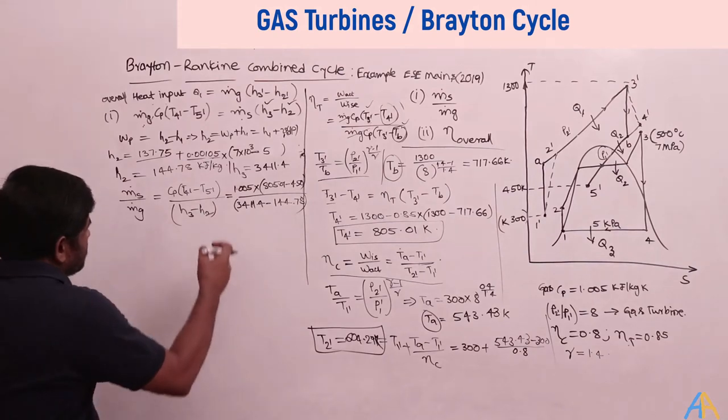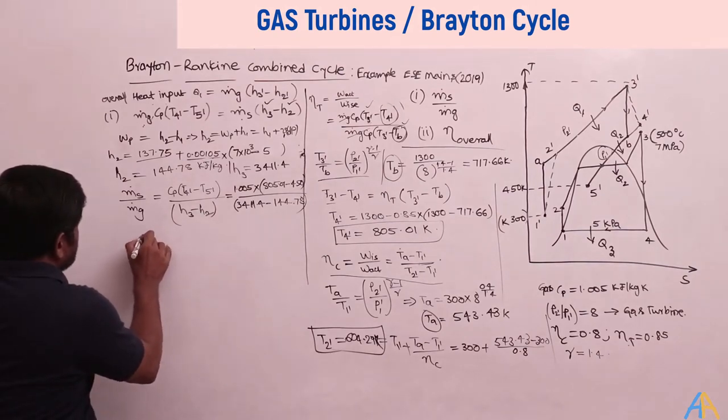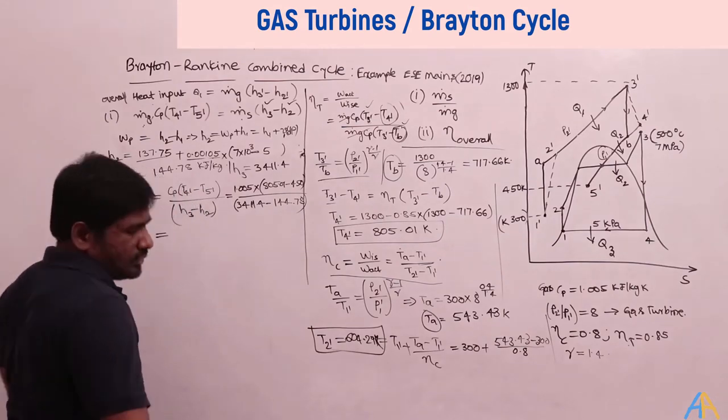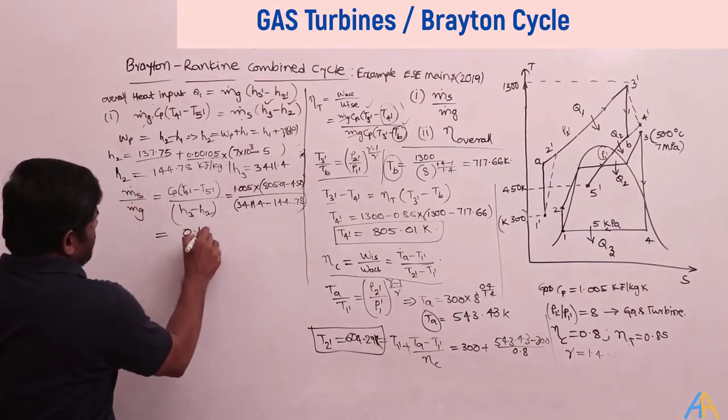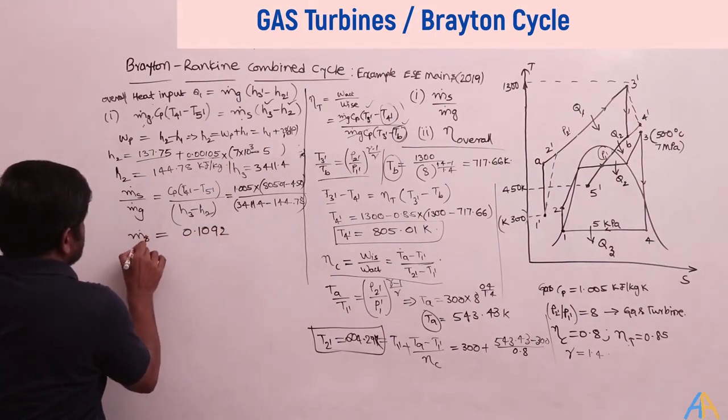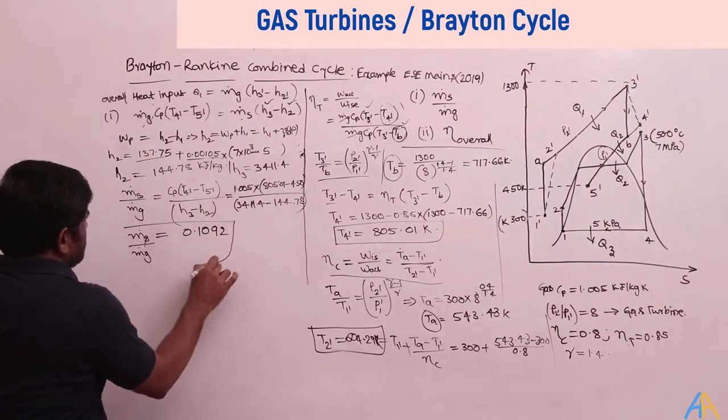Okay, so I can substitute this. So what is the value here? Finally, how much value will you get? You will get 0.1092. Okay, ms dot divided by mg dot is this much.